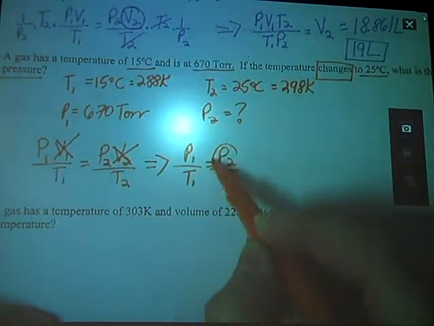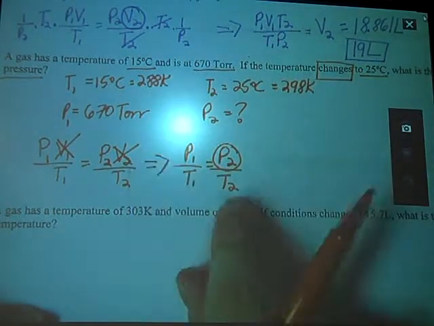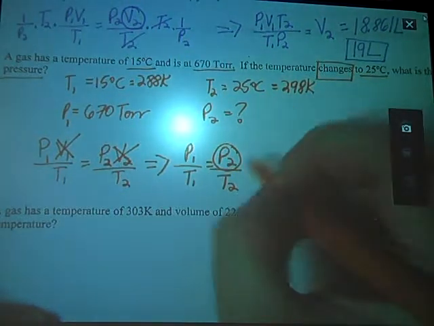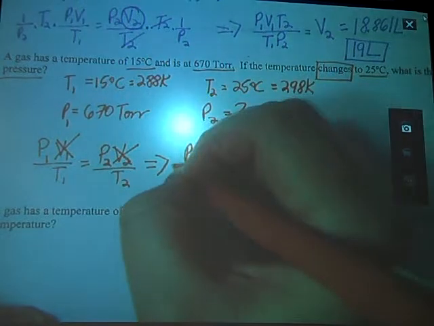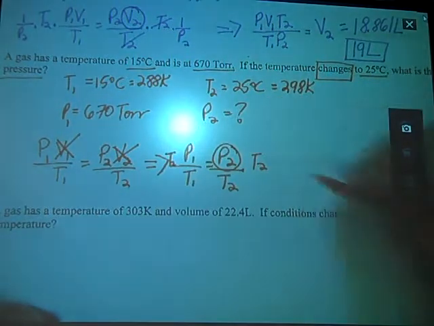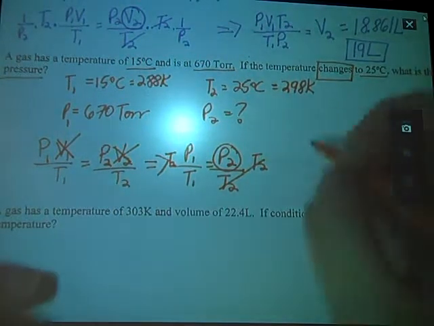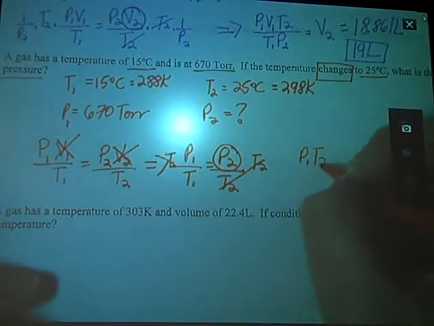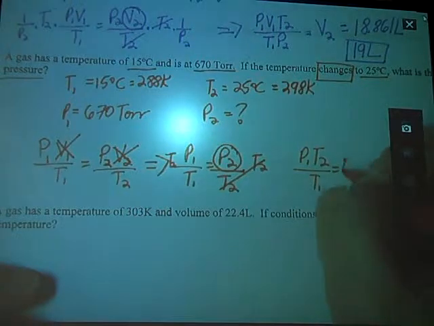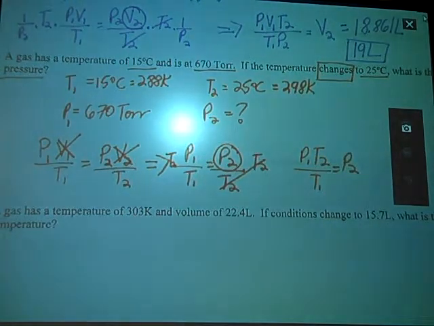We're looking for P2 here, so let's get that variable by itself. T2 is being divided. That means I'm going to have to multiply both sides by T2. It's the beauty of algebra. You can do anything you want to one side of the equation, so long as you do the same thing to the other. So now all we have to do is just plug in our numbers.